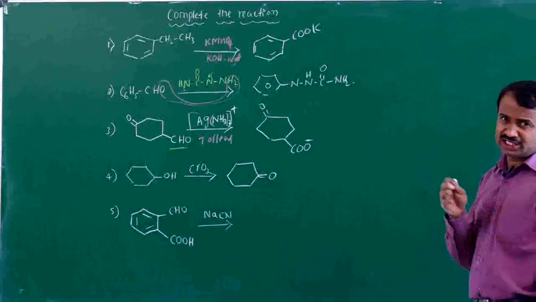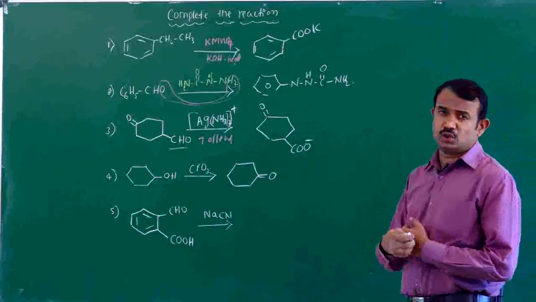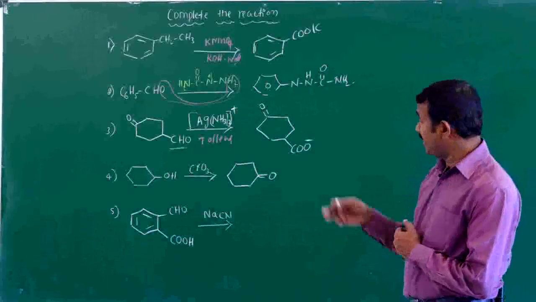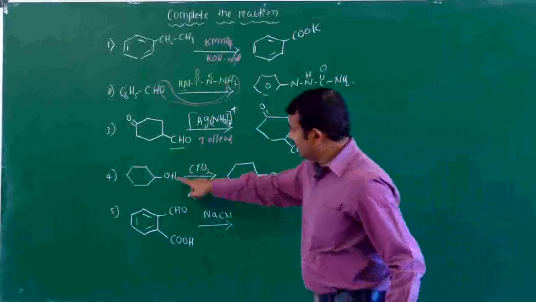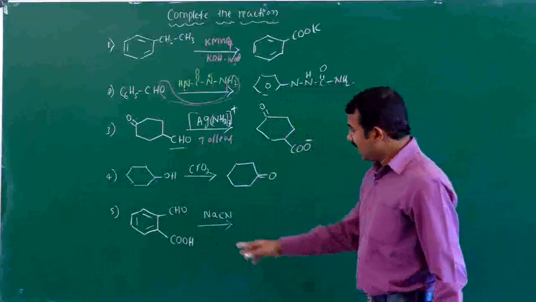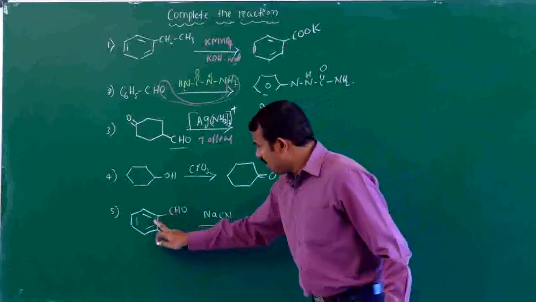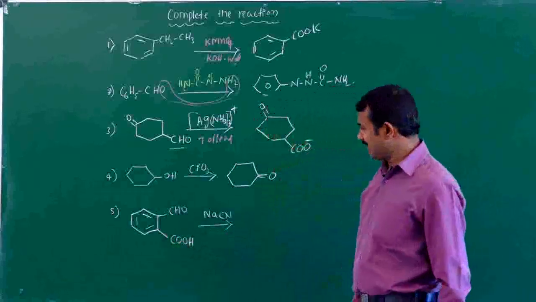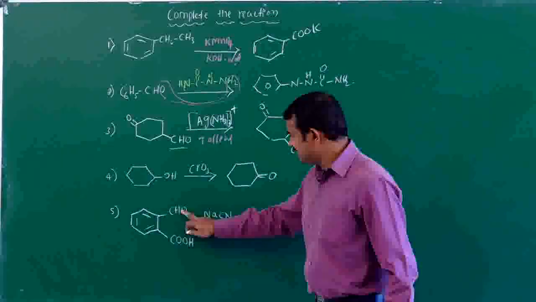PCC converts a primary alcohol to an aldehyde. This is a secondary alcohol; cyclohexanol is converted to a ketone. Coming to the next one, we have an aldehyde and a carboxylic acid.